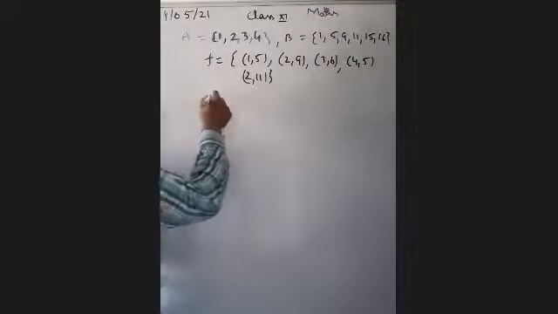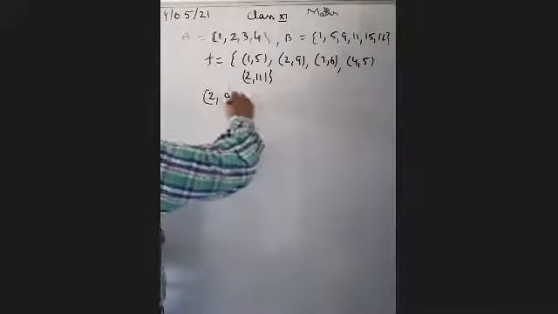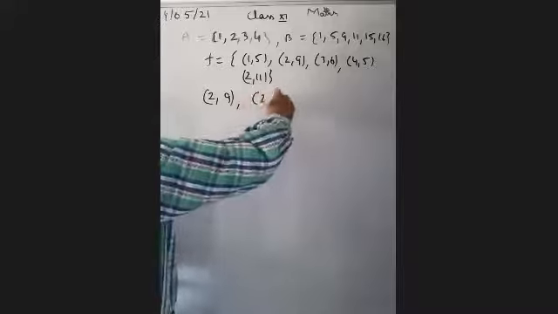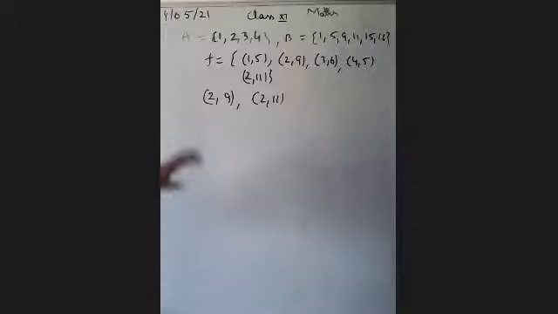Why? Because 2 has two different images, (2, 9) and (2, 11). Same element has different images, so it is not a function. The first part was to tell whether it is a relation or not. It is a relation because the condition of a relation is satisfied. What is the condition? A relation is a subset of the Cartesian product A cross B.